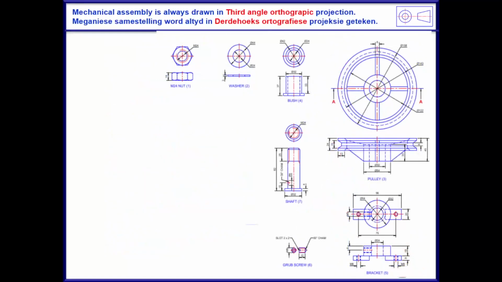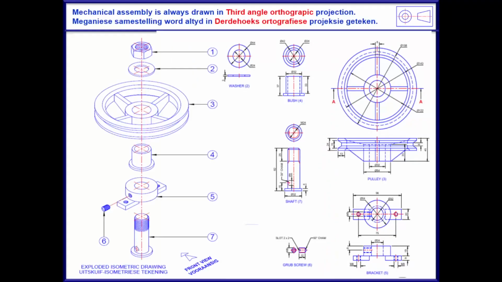To get back to the orthographic views, which one of these orthographic views of the pulley looks like the front view in the exploded isometric drawing, as seen from the direction of the arrow? And we can clearly see it's the one at the bottom, and with our prior knowledge of third angle orthographic projection, we know the top view is always at the top and the front view right underneath the top view.